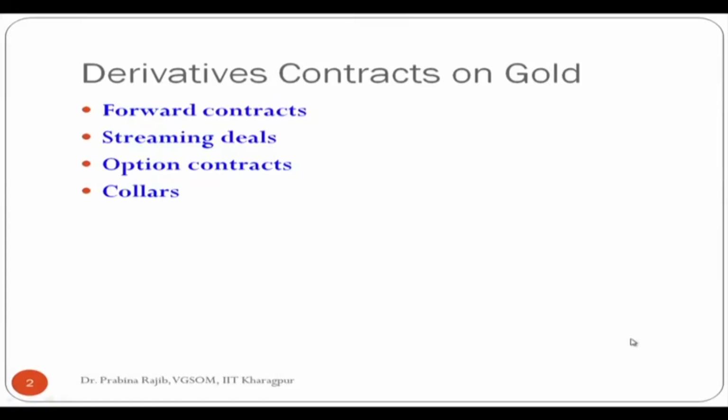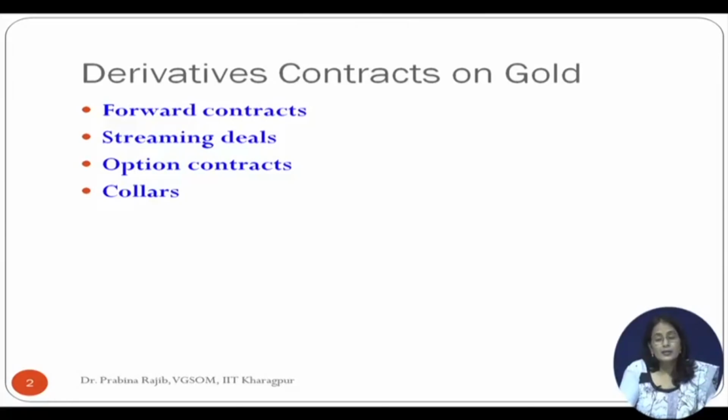Now we will be discussing the different kinds of forward contracts and other OTC, over the counter, contracts which are signed by gold mining companies for mitigating their gold price risk. And what are these derivative contracts? These are your forward contracts, trimming deals, option contracts and collars. So we will be discussing in a little more detail the gold forward contract.